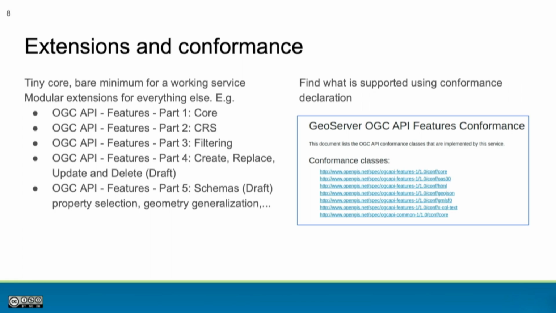And the OGC standards are not kind of designed that way. They're designed to have some parts that are finished, some parts that are in draft, and also allow for community extensions. So in this case, in GeoServer, out of the box, it'll enable all the conformances that are standardized and finished, but you do have access to optional functionality that's not quite complete yet.